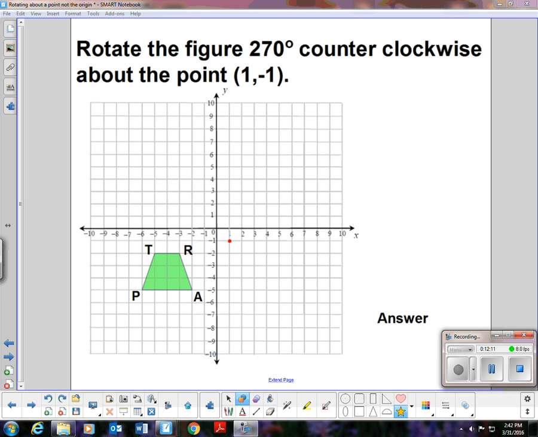And so I'm not going to show you the answer to this one so that you can show me this one when you come to class also. Make sure you try these, guys. I'm going to put these on the test. And so therefore, you need to be able to do that rotation. It's about a point that's not the origin.